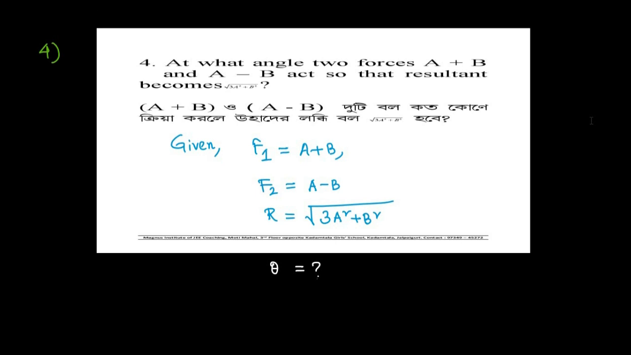Numerical number 4. Given F1 equal to A plus B, F2 equal to A minus B, and R is equal to root over 3A square plus B square, and we have to find the angle theta. That means theta equal to question mark.